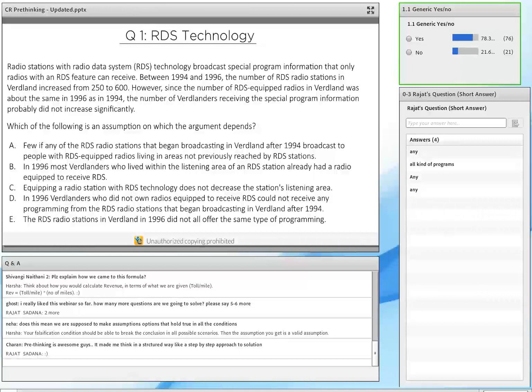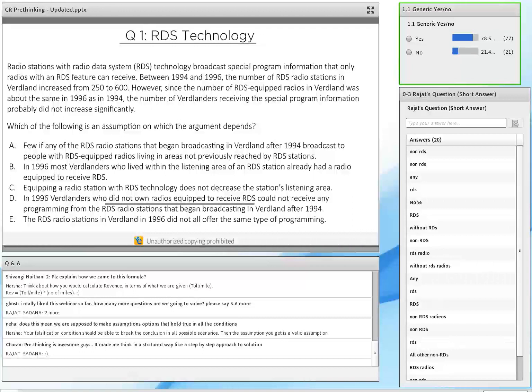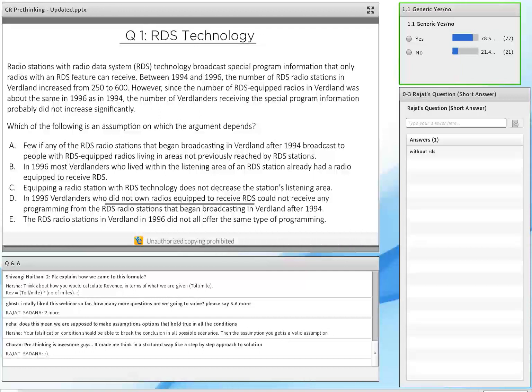Okay, what kind of radios does choice D talk about? What kind of radios? Is it RDS radio or non-RDS radio? It's non-RDS. Landers who did not own radios equipped to receive RDS, without RDS. Okay, radios that don't contain RDS programming, people who don't have RDS radios, can they really receive RDS programming?